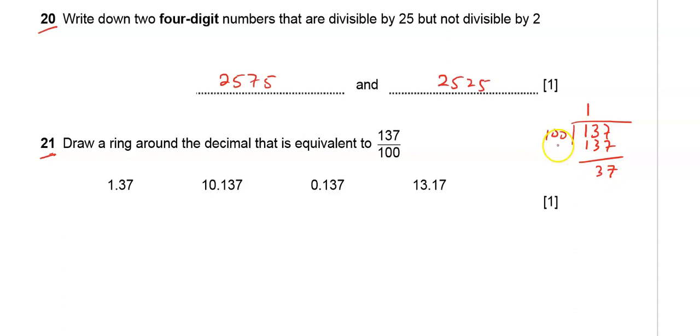Of course, 37 is less than 100, so we introduce a decimal and then add a 0 there. So 100 will go 3 times for 300, gives us 70, and another 0 for 700. So the right answer is 1.37. 1.37 is correct.